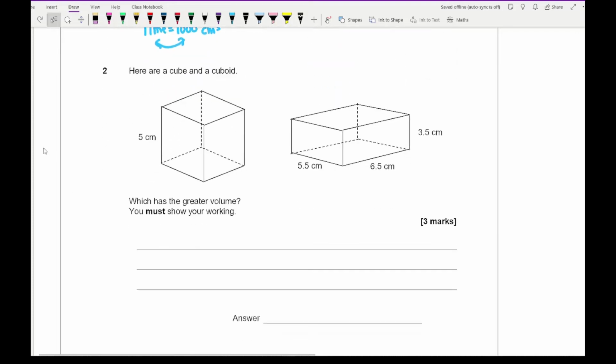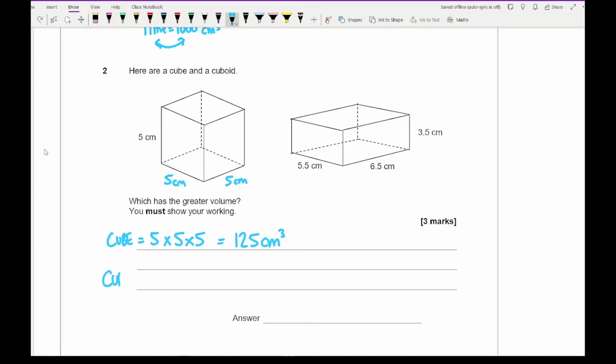Looking at question 2, it says here is a cube and a cuboid, which has a greater volume. So if we start, it says to show our full working out. For this we've got the cube. You can either write cube or you can label it as A, it's not really a problem. So we've got 5 times 5 times 5, which is 5 cubed, which is 125 centimetres cubed. Also, it's worth making sure that the units of each of the lengths on both shapes are the same.